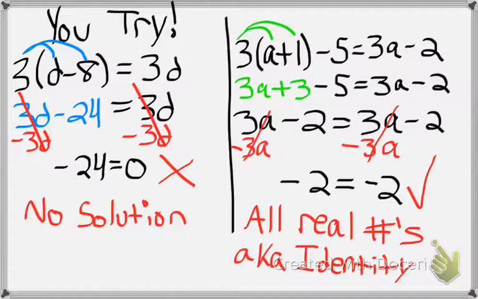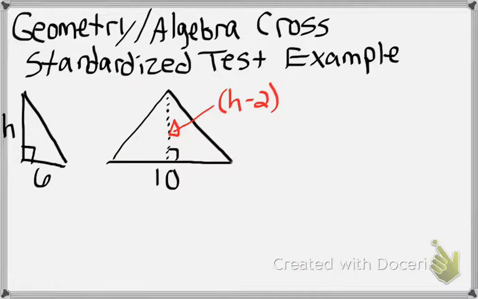Now we're going to talk about one more final topic, and then we're going to be all done. Alright, we'll make this our final example. This is like a geometry / algebra cross type question, and this could be an example of what you might see on a standardized test. And the instructions would say something along the lines of, find the value of h so that the figures have the same area. Meaning, what value can we plug in for h that will make these two triangles have the same area?